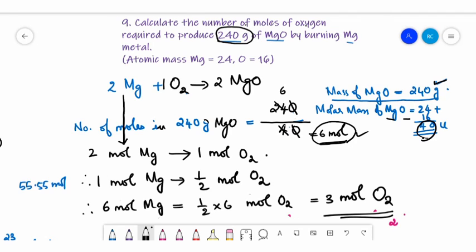So to produce 240 gram of magnesium oxide, we need 6 moles of magnesium and 3 moles of O2. Okay, that is the question.